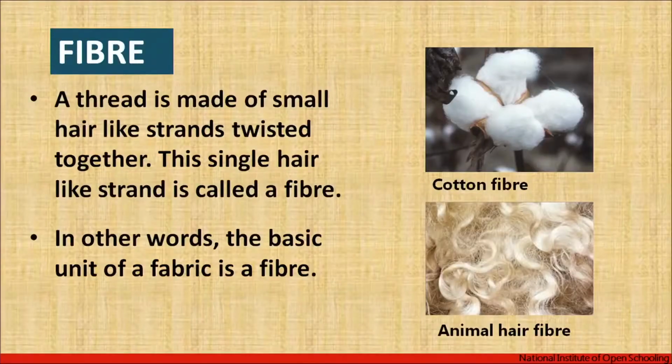Fiber is a thread made up of small hair-like strands twisted together. This hair-like strand is called a fiber. Fiber is the basic unit of any fabric, we can say.